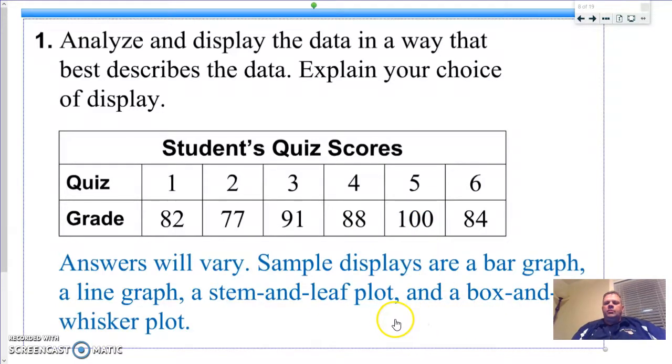We talked very briefly the other day about box and whiskers, but the bottom would be 77, the top would be 100, and then we would have a couple other things in the middle, the median between these two right here. So this is one of the ways. There's a lot of different choices, and as some of you found out on Thursday, some of them are a little bit easier and a little bit more efficient to use.